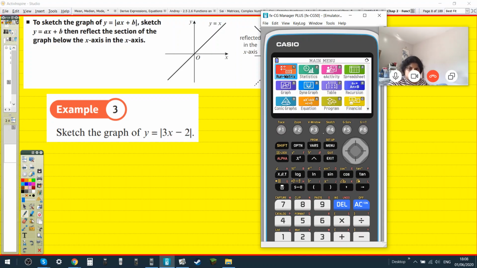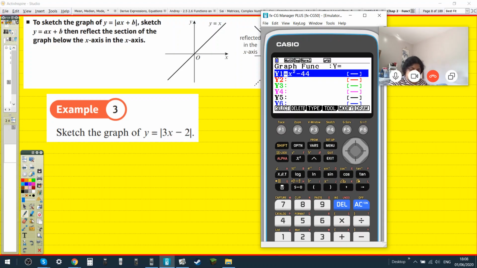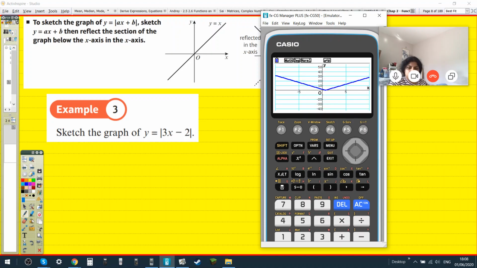Menu 5, graph. This time you have to press Option first to find the numeric stuff. Let me delete this. And so it is press Option and then numeric F5 and then absolute. 3x minus 2. And draw that. And that's what it looks like.